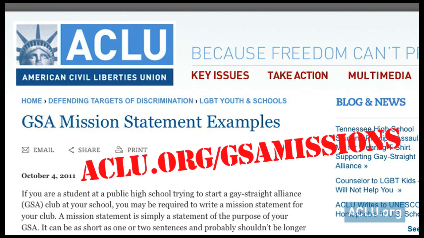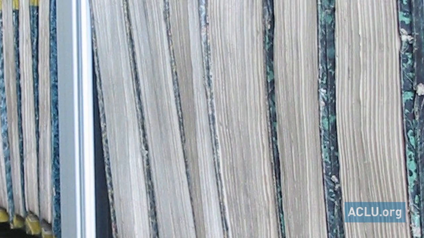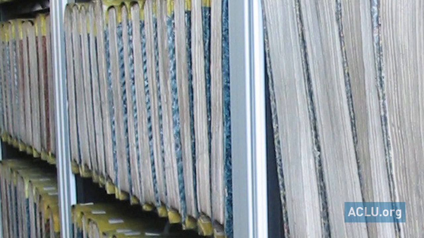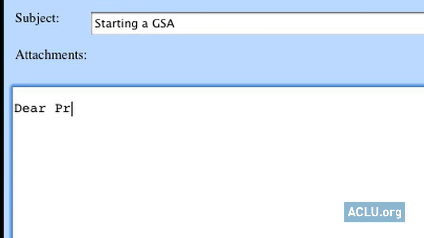Whatever you do, don't forget to keep dated copies of all paperwork related to your application and make note of who you gave it to and when. Be sure to keep copies of any emails with school administrators about starting your GSA. Documenting the process will come in handy if you have to take legal action.